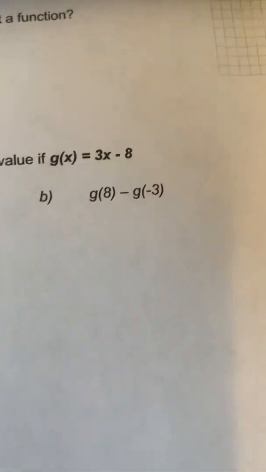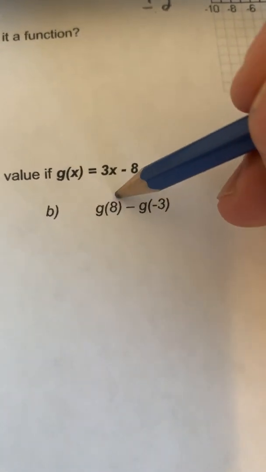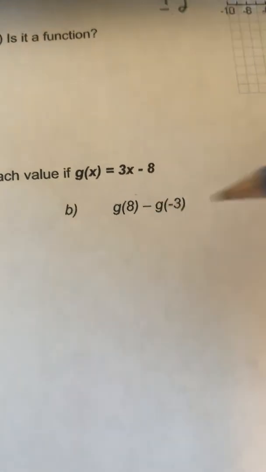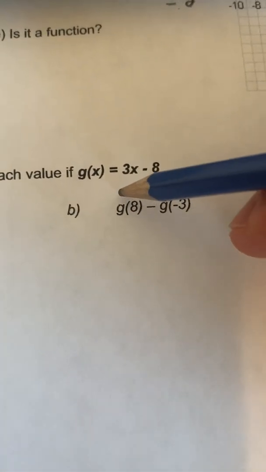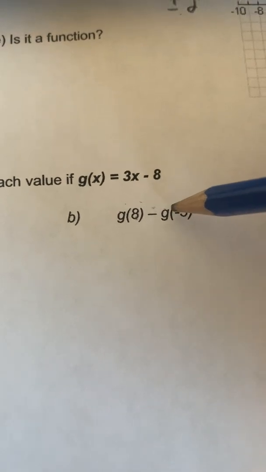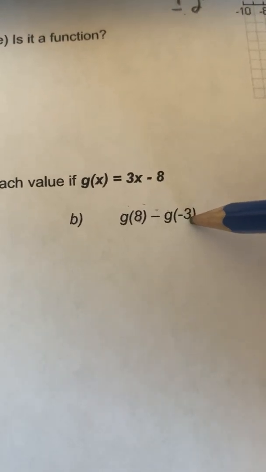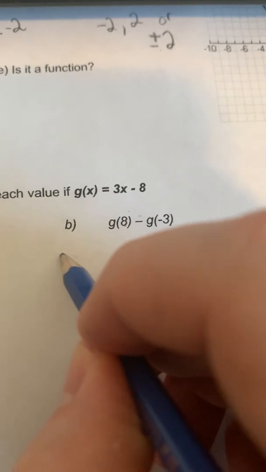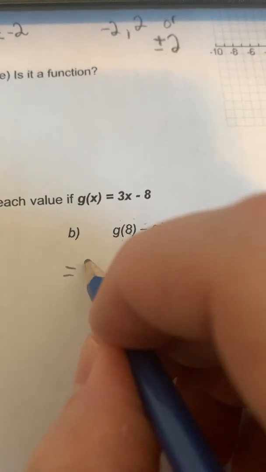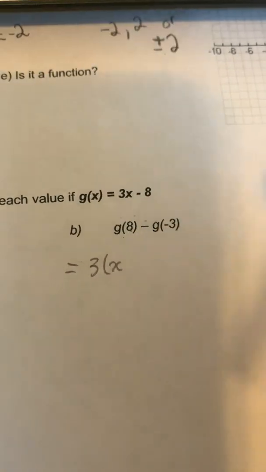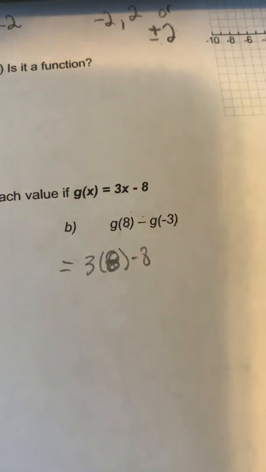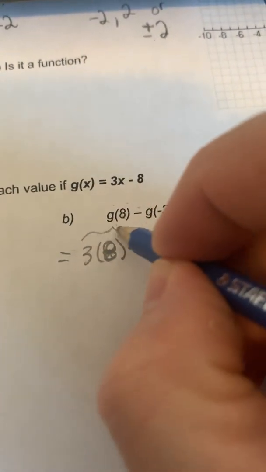Okay, now b. We have a g at 8 minus a g at negative 3. So there's actually two parts to the question. We want to know what is y when x is 8, and we're going to subtract what is the y value when x is negative 3. So it comes in two parts. First we're going to substitute 8 into the equation. So we have 3 times 8 minus 8. So that's going to be the first one.